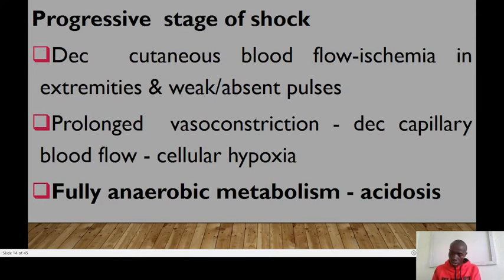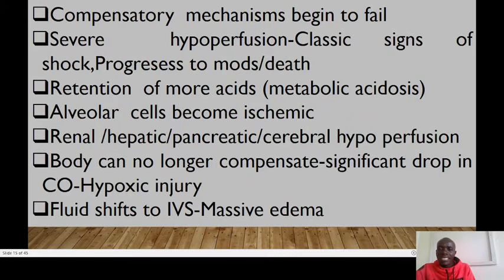Remember, we started with the initial stage, then we went to the compensatory stage, and now we're looking at the third one, which is the progressive stage of shock. So you have decreased cutaneous blood flow, which leads to ischemia in the extremities, weak and absent pulses. We can also have prolonged vasoconstriction, leading to decreased capillary blood flow, even leading to cellular hypoxia. So, in this stage of shock, we are in fully anaerobic metabolism. That means more and more lactic acid accumulation.